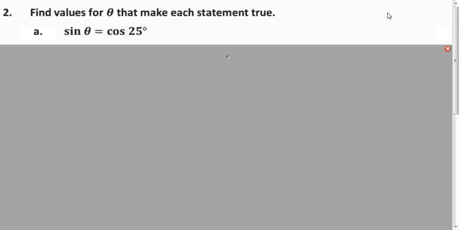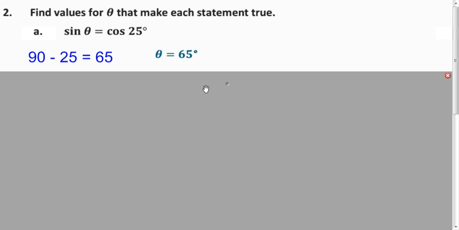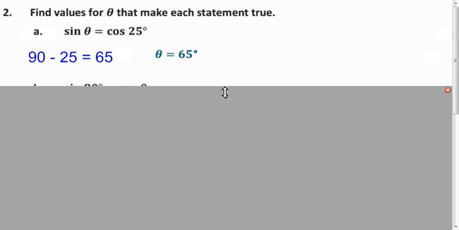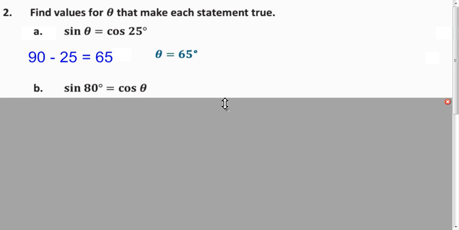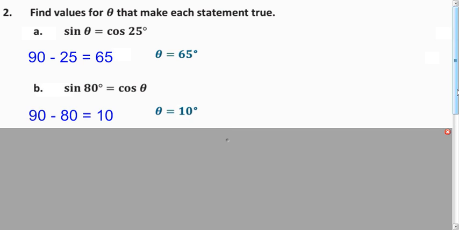So what's the value of theta if sine of theta equals cosine of 25? Well, we know that the angles must be complementary, so 90 minus 25 gives us 65. Similar idea here. What's the value of theta? It must be 10 degrees.